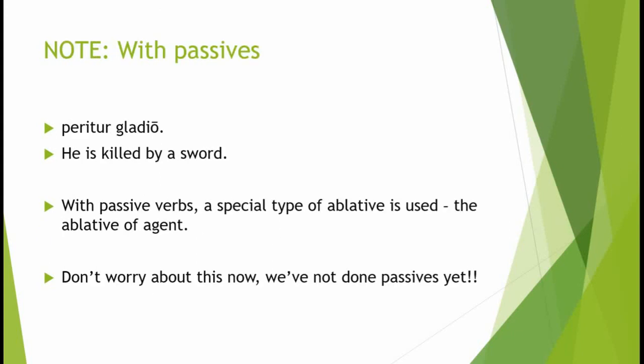There is something that you do need to note for once we get further on into Cambridge Latin Book 4. There is a special use of the ablative when it's put with a passive. It's called an ablative of agent, and it essentially means if someone has something done to them by something. You don't need to worry about it now because we've not done any passives yet, but I just wanted to make you aware of it, that we will be coming across more and different uses of the ablative in the future.